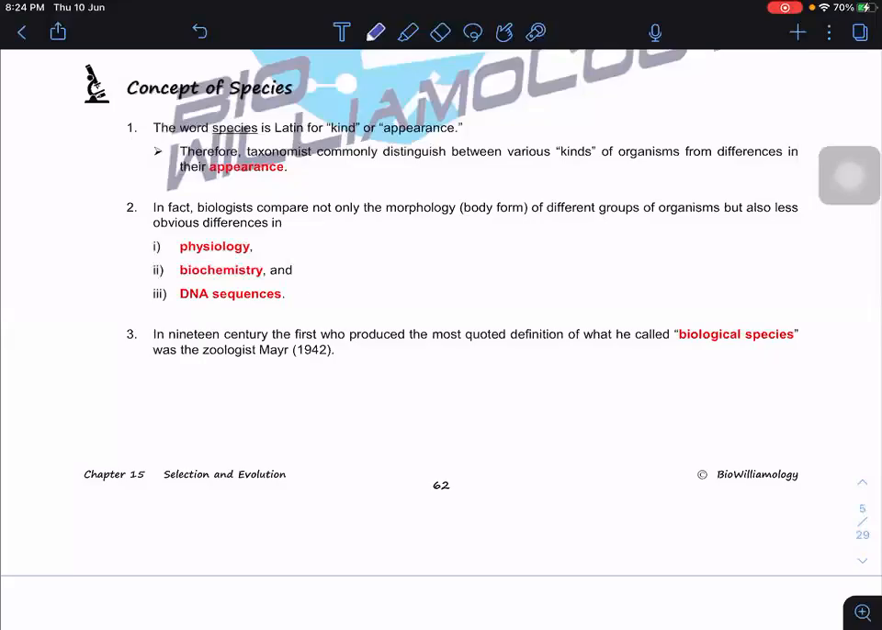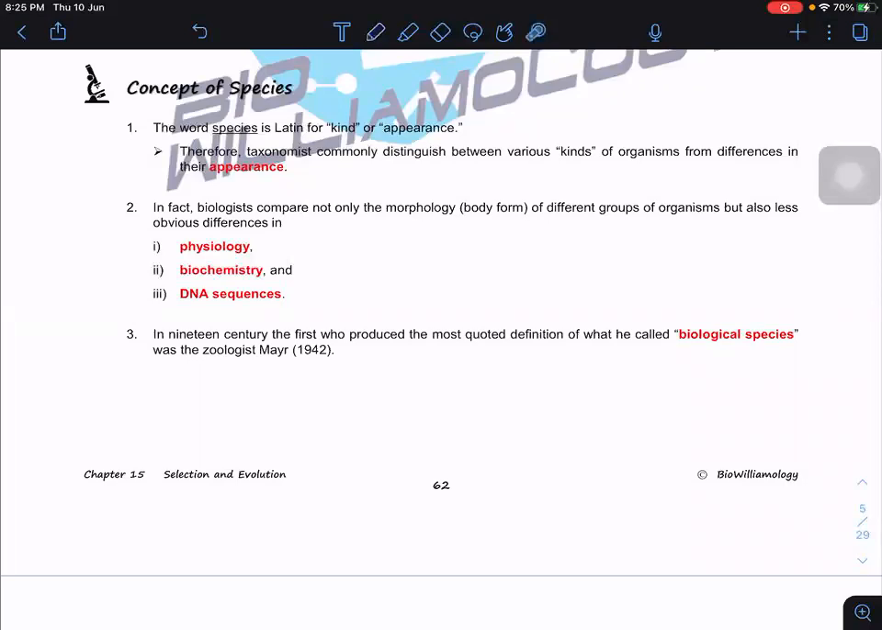Okay, so before we go into speciation, we're going to look at the concept of the species, because without understanding the concept of the species, you won't be able to appreciate why speciation takes place. What does speciation mean? Speciation is the process of development of new species. If you don't understand what is meant by the species, then you definitely won't be able to understand how a new species actually develops from the pre-existing species.